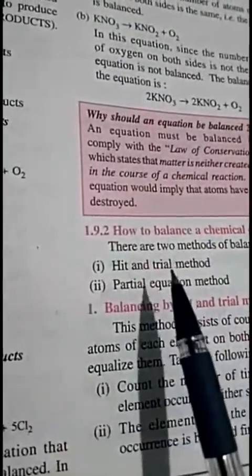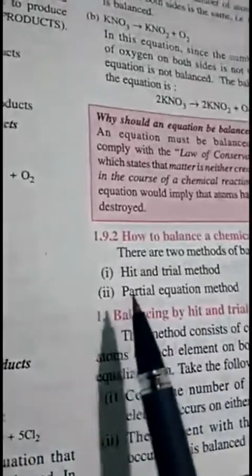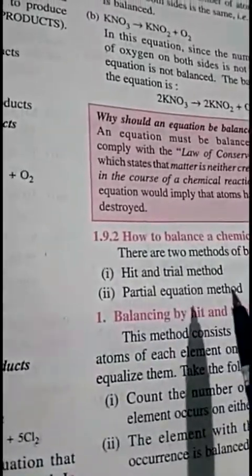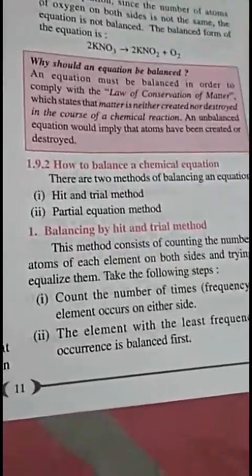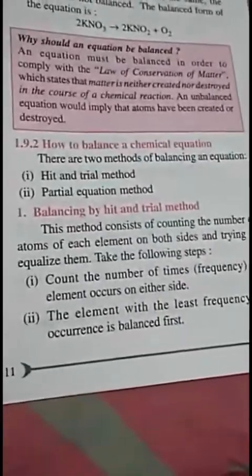Now, how is any chemical equation balanced? There are two methods. One is the hit and trial method, and another one is the partial equation method, also called the half equation method. Today we shall see the hit and trial method.